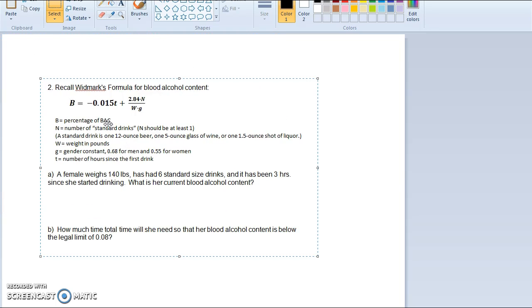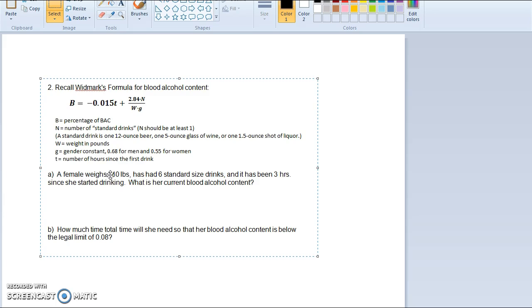So we have this formula that says B equals negative 0.015 T plus 2.84 times N over W times G. And we have all the description of what each of those variables is. B is the blood alcohol content, N is the number of drinks, W is the person's weight. We have this gender constant, which is a little different for men and women. Men, on average, metabolize alcohol faster than women do. And T is the number of hours since the person had their first drink.